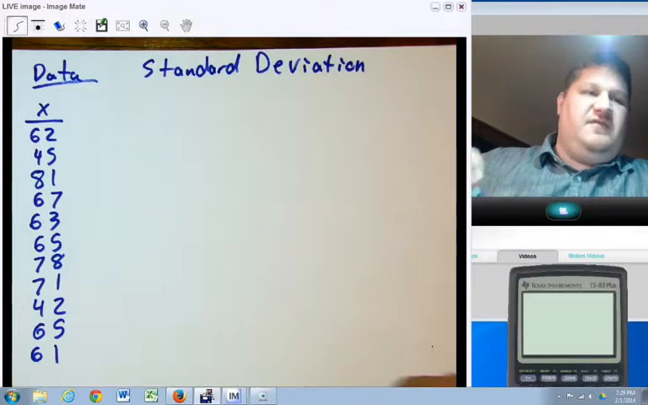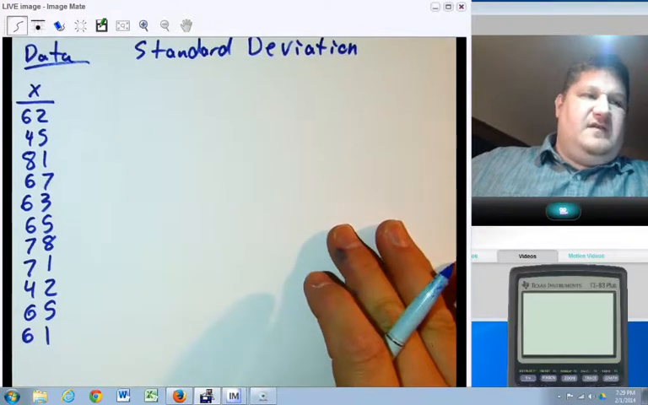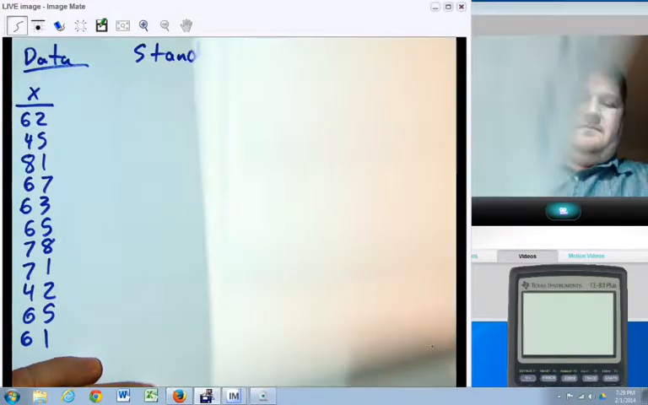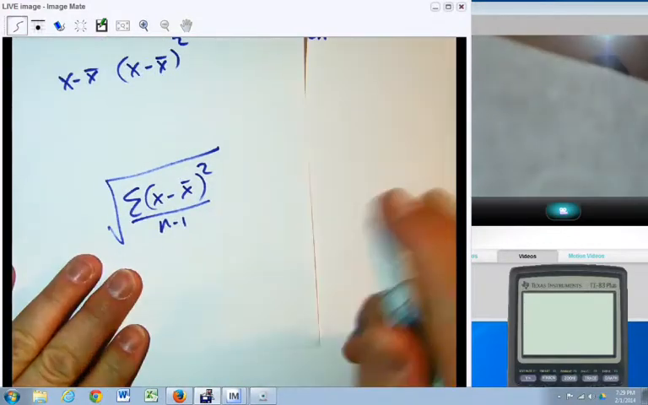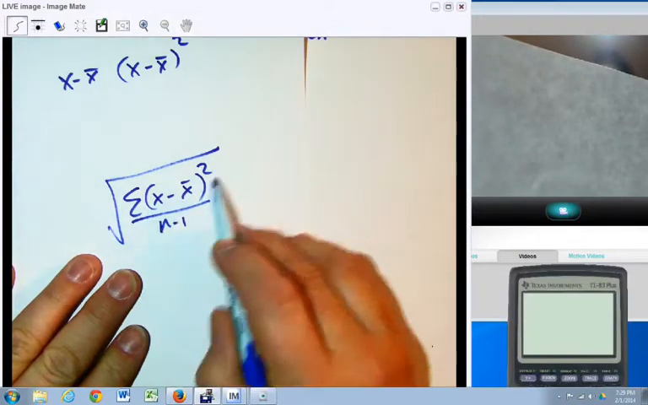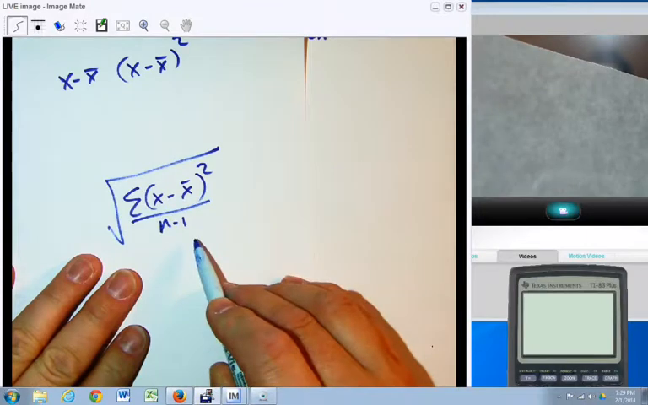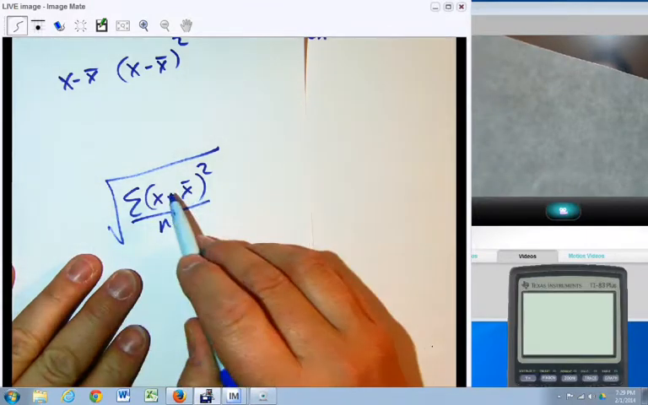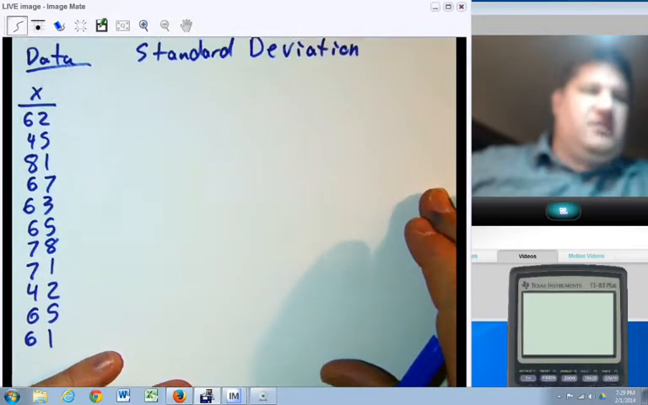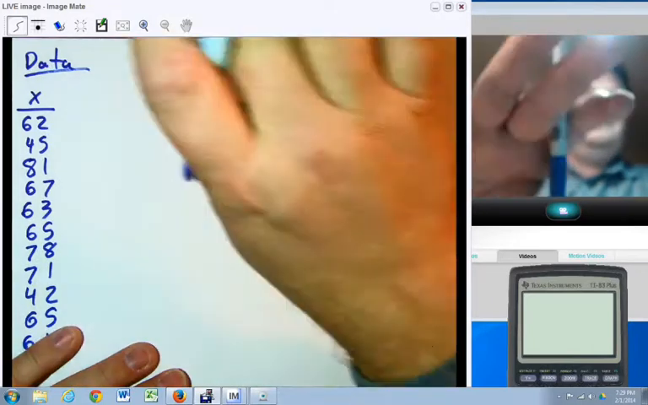So to find the standard deviation, there is a formula. That formula is actually the square root of the sum of x minus x bar, the quantity squared, all over n minus 1. And you have to do this. But the easiest way to actually accomplish this task by hand is to make a little chart, kind of a spreadsheet if you will.